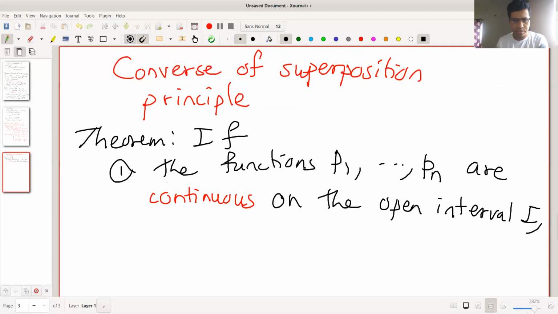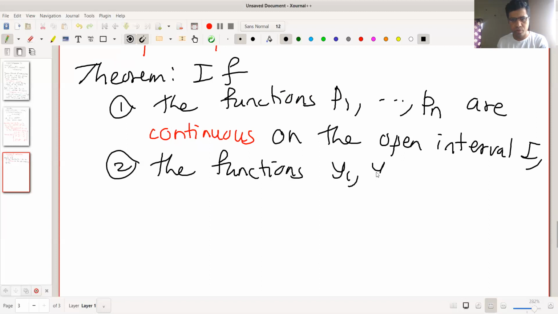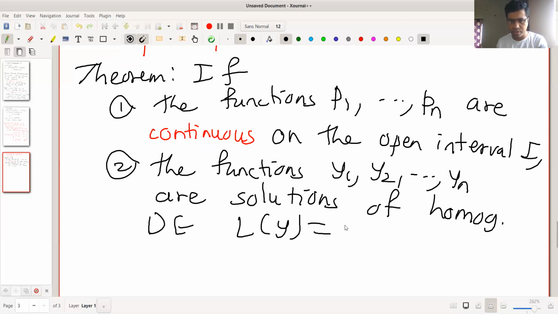Second condition is on the solutions, the functions y1, y2, and so on yn are solutions of the homogeneous differential equation L of y equal to 0.